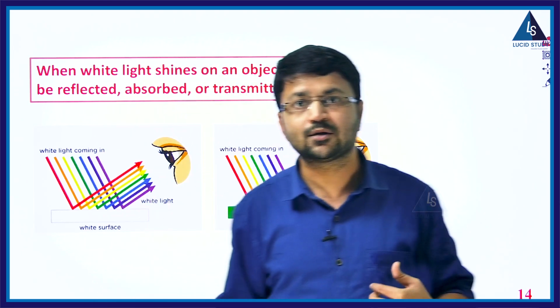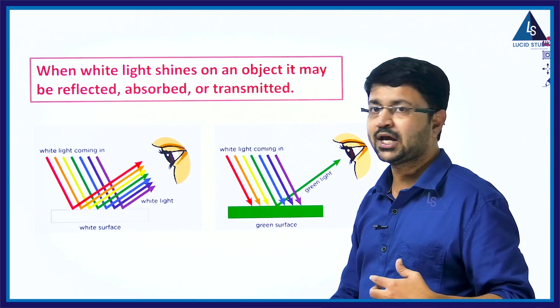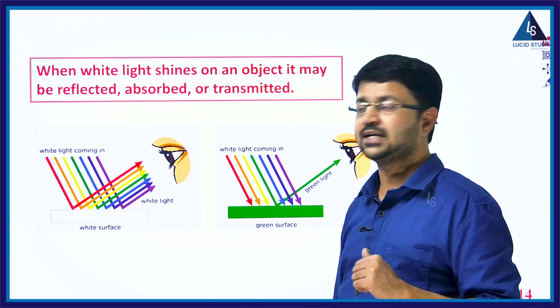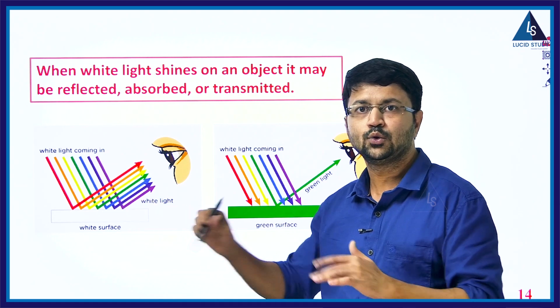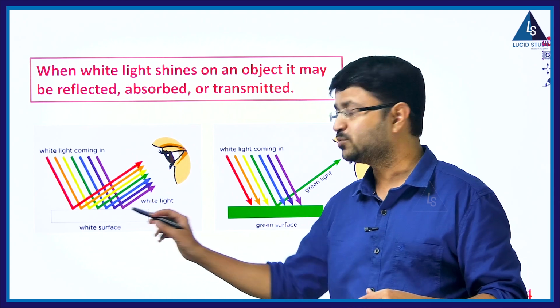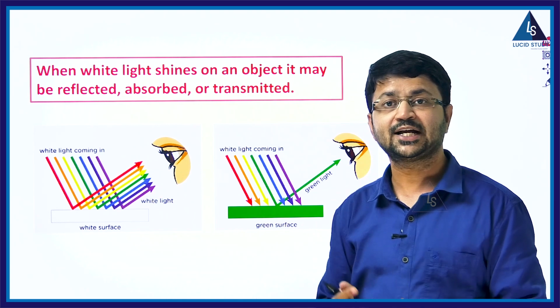Now in a similar manner, you can see here what happened. A white surface is there. A white surface, as I said earlier, is going to reflect all the 7 colors. That's why this object can be seen as white color.